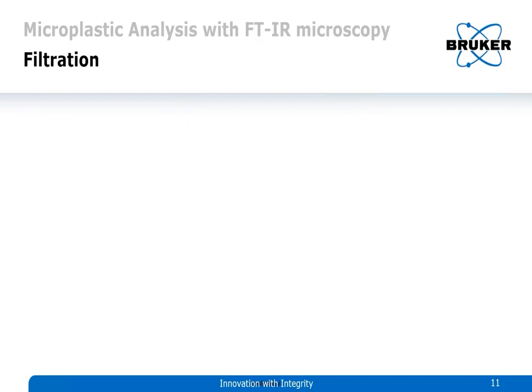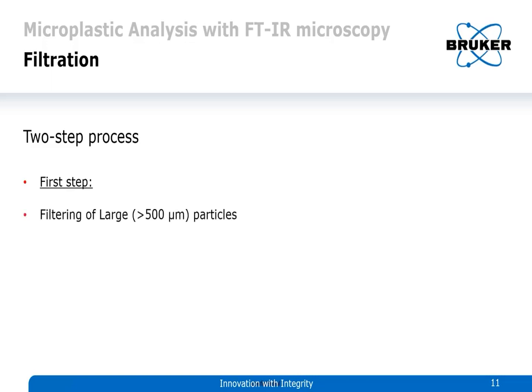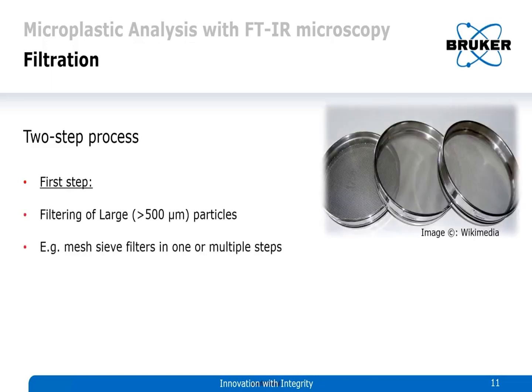Okay, when our sample is finally prepared, the remaining solution has to be filtered. This is mostly a two-step process. In the first step, we are filtering off large particles, for example, everything that is above 500 micrometers. For example, you can use mesh sieve filters in one or multiple steps, depending on the sizes of particles you encounter in your sample. We need to remove large particles because they absorb all the IR light in microscopy.